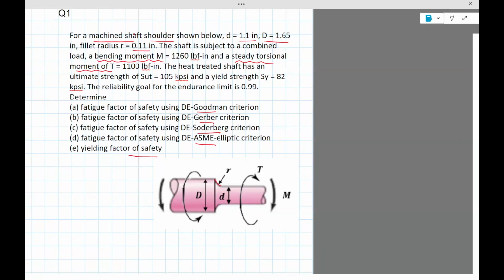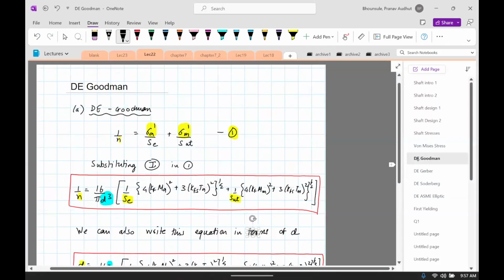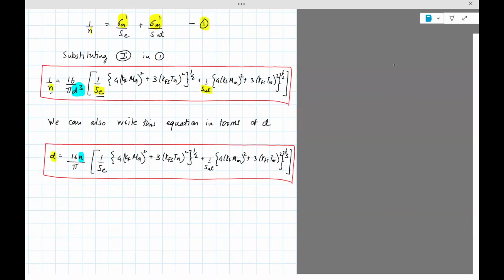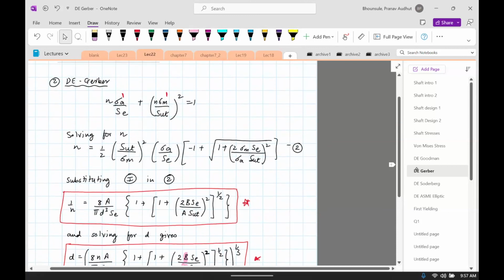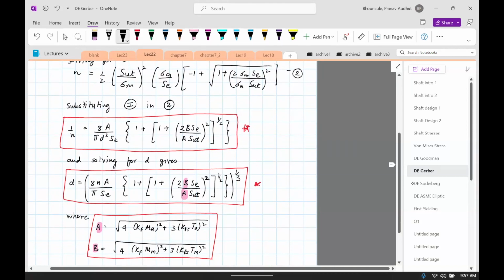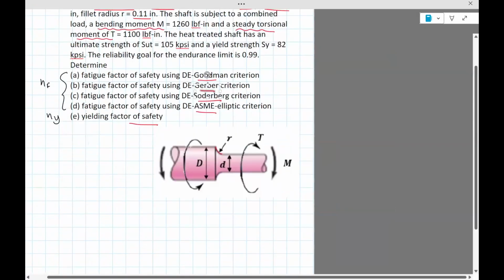Okay, so one way of thinking about this is we can think of it backwards, see what is required to compute the factor of safety. So this would be N_Y, and all of the other ones are N_F. So for example, D Goodman, to compute the factor of safety N, we need Se, Sut. We also need Kf, Kfs, Ma, Ta, Mm, Tm. And that's true for almost all of them. If you go to Gerber, there is Sut, Se, just to get this formula here, and Soderberg, and so on. So let's just try to list all the things we need to solve this problem.